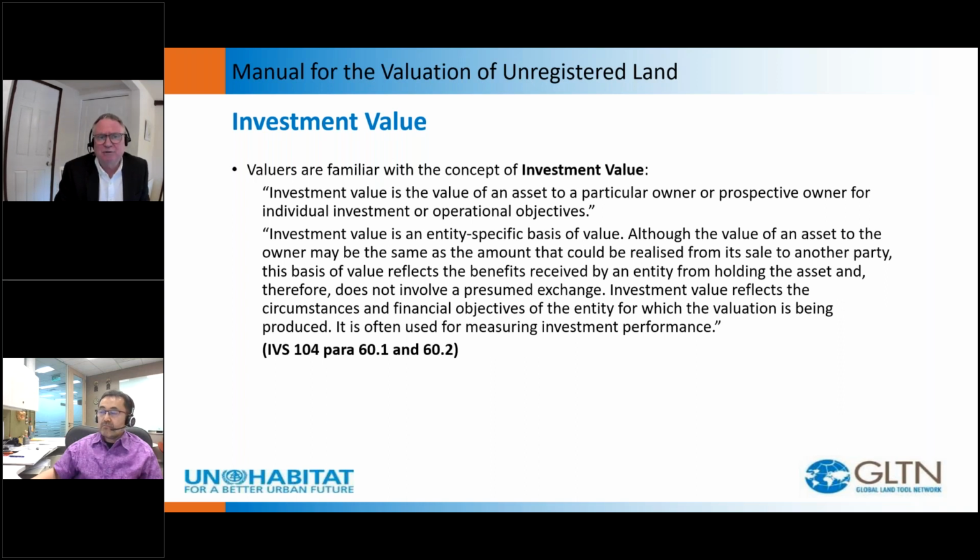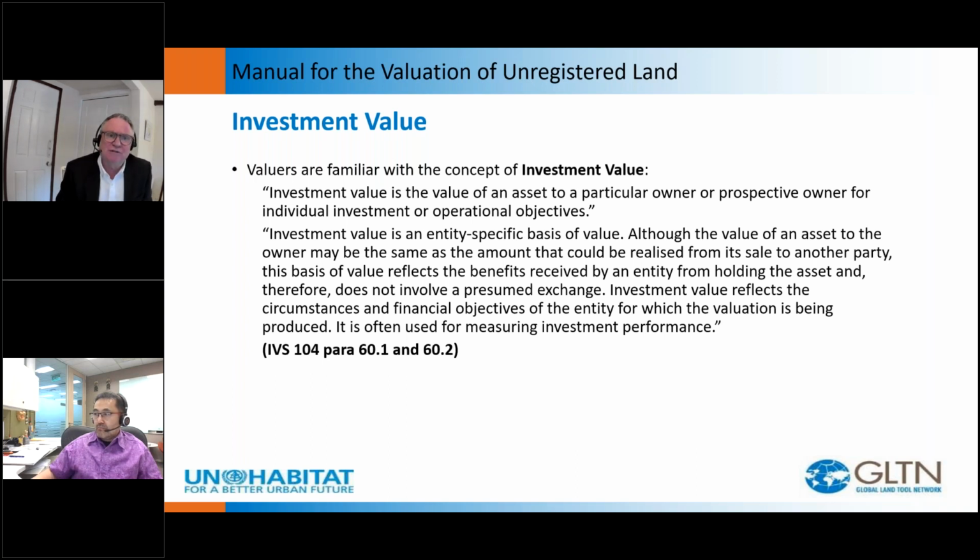Moving on to investment value, there are two main types of bases of value: market value and investment value. So when you instruct a valuer, you need to tell them what it is that you need to receive. If you were looking for market value, that's the value that the market would pay for whatever is being valued. So for a house with a garden, the market value is what somebody else would pay for that house, and there must be more than one purchaser at that price.